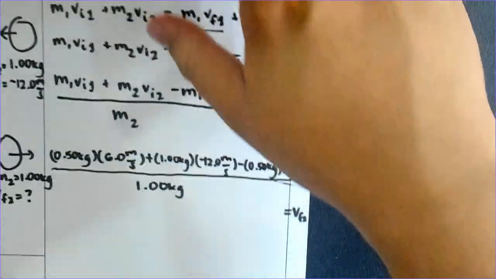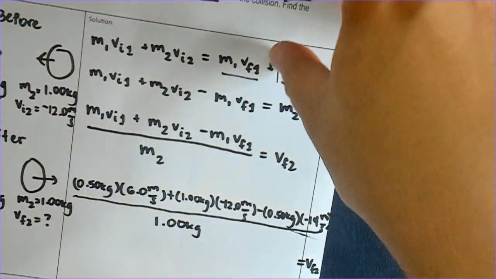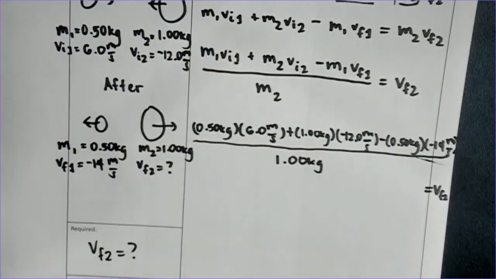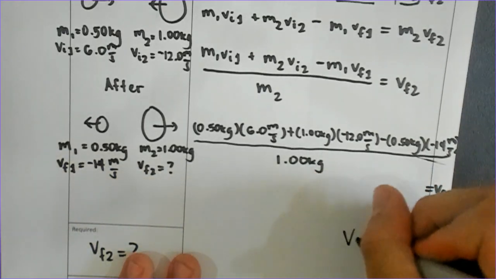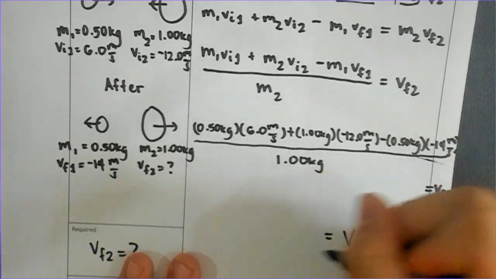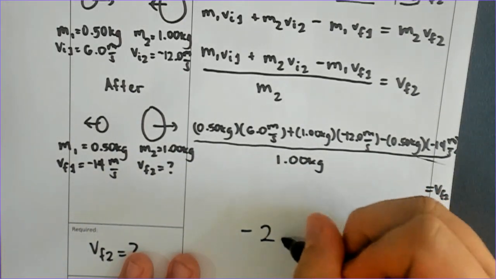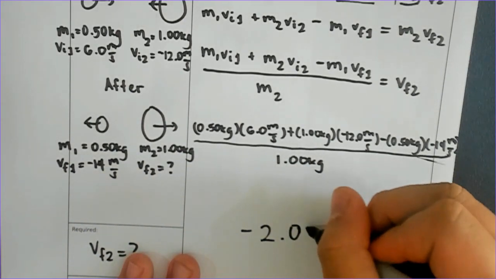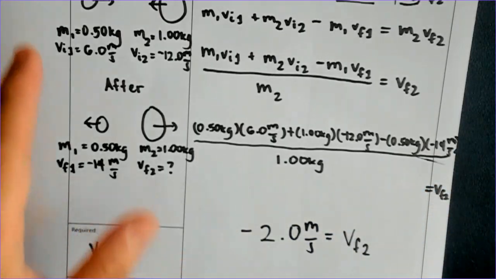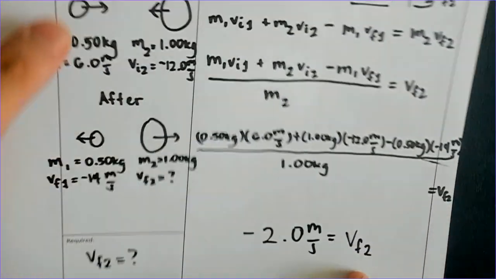So we now have an answer. That leaves us with vf2 is equal to minus 2. Let's use 2 significant figures because that's our smallest: 2.0 meters per second. So if you think about it, does it make sense?